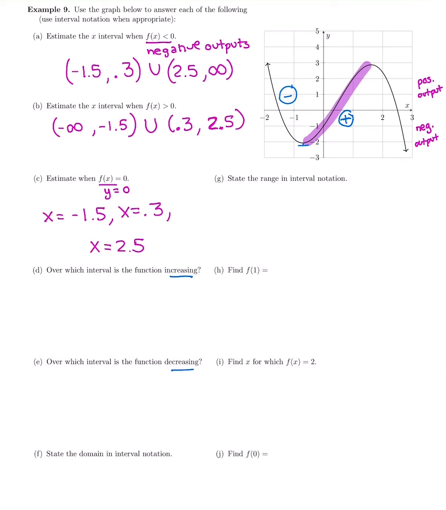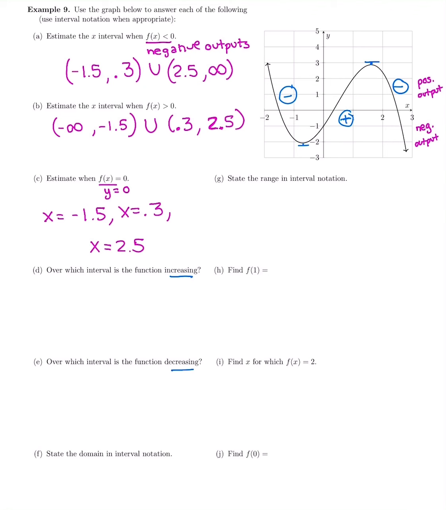We are increasing. Then we have this soft peak. We would say the slope is 0 there, not increasing or decreasing. But this piece, we are falling left to right, so I'm going to put a negative. We are decreasing.